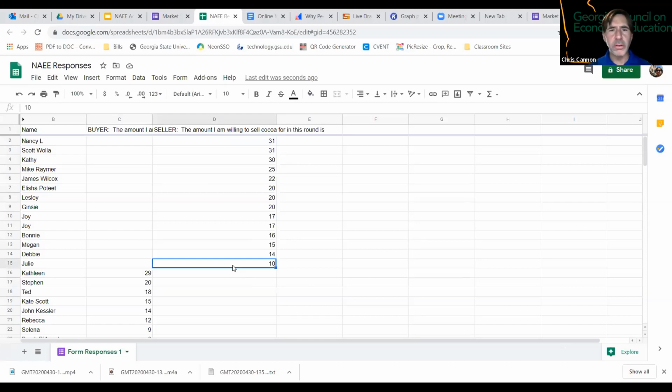How many other sellers were willing to sell for $10? Chat it or just call it out. How many other sellers were willing to sell for $10? 0. According to our data, 0. Bingo. Perfect. All right. So 1 is the number of sellers who are willing to sell for $10.